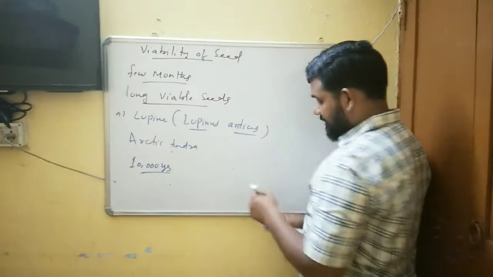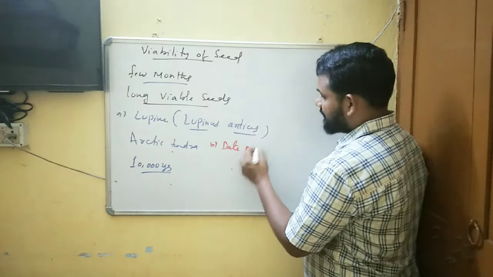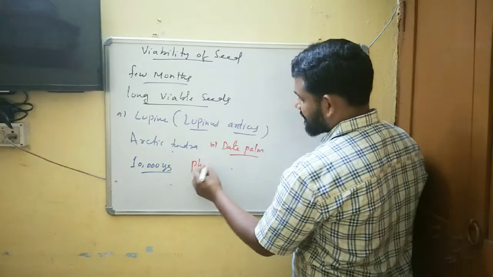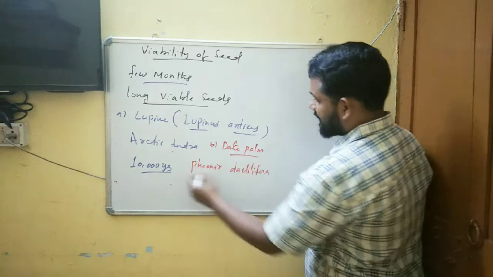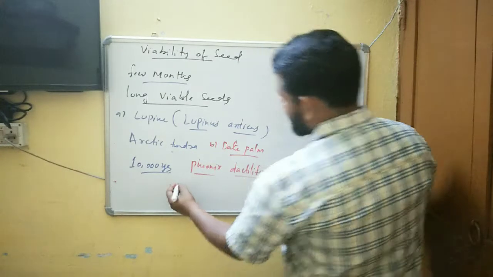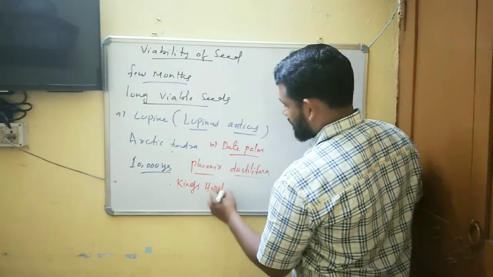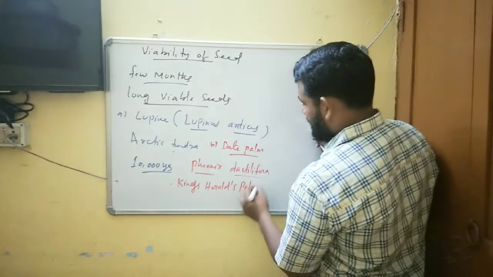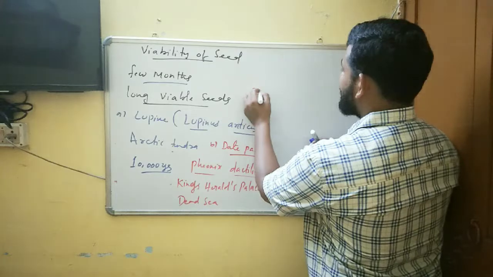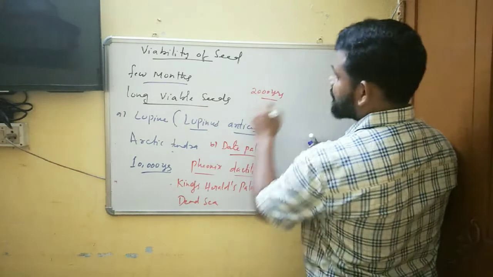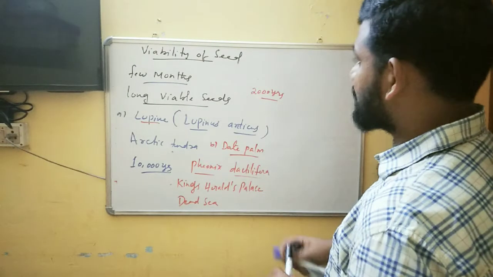The second example is date palm. The scientific name of date palm is Phoenix dactylifera, and usually it was found during excavation near King Herod's Palace near the Dead Sea, and the seed of date palm germinates after 2000 years. So these are the lupin and date palm. Both are long viable seeds. They germinate after many years and produce seedlings.